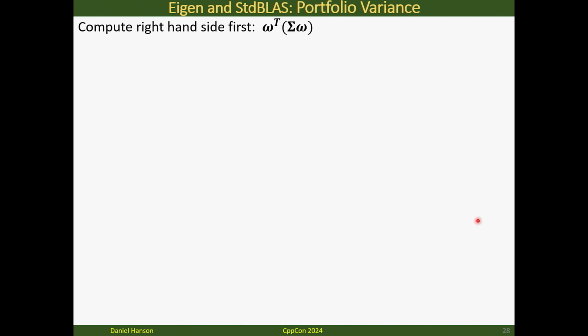Okay, so to compute the quadratic form, we'll compute the right-hand side first, the sigma omega, and we have matrix vector product in BLAS. There's a reference implementation available right now. It's on GitHub. I'll give you the URL at the end. But they have everything scoped under std experimental, and then they use this namespace alias. So I'll just do the same thing. So it'll be stdx::linalg.